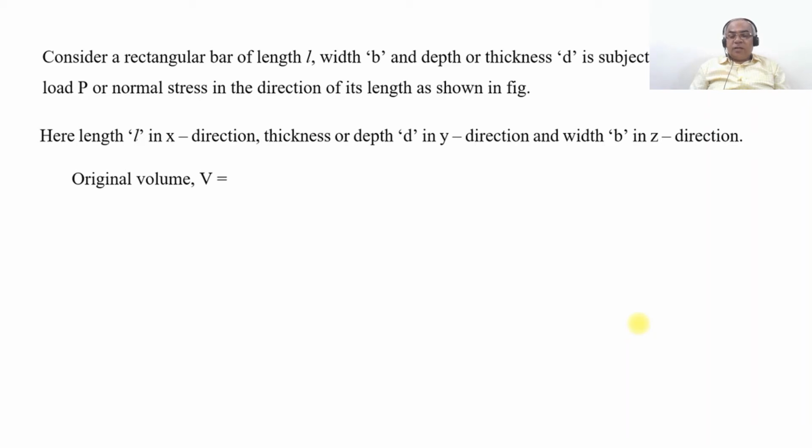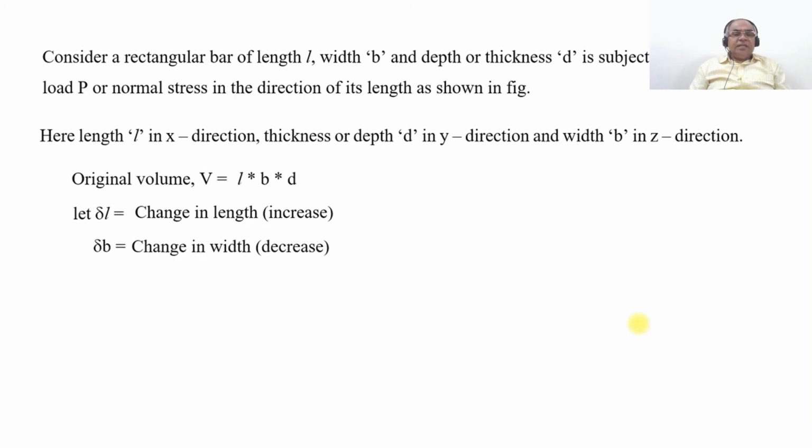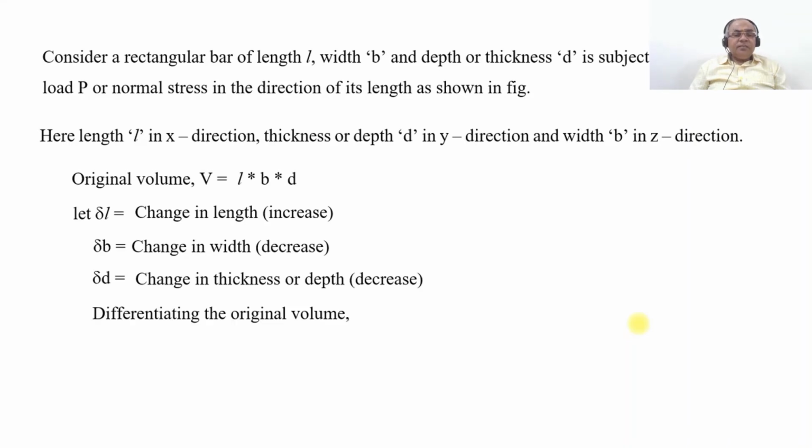So what is the original volume? Capital V will be equal to L into B into D. Delta L is the change in length, which is an increase because the applied load is along the length of the member. So naturally it is going to be an increase in length. What is delta B by B? It is the change in width. As the length increases, the cross-sectional area of the member decreases, that is, delta B, the change in width, is decreasing, and delta D, the change in depth or thickness, is also decreasing.